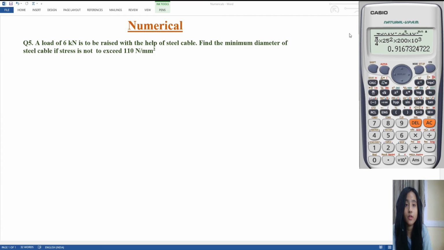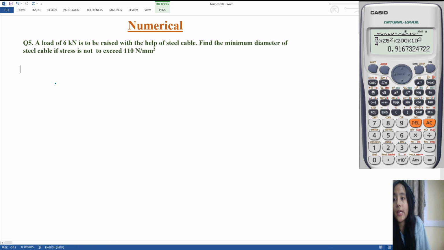So let's solve the last numerical for today's session. A load of 6 kN is to be raised with the help of a steel cable. Find the minimum diameter of steel cable if stress is not to exceed 110 Newton per mm square. So here we are asked to find the diameter of the steel cable if the stress is not to exceed 110 Newton per mm square.